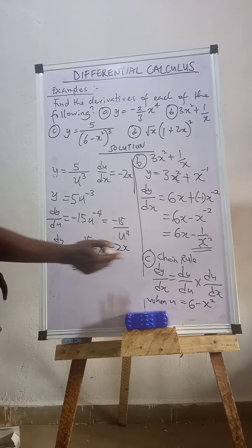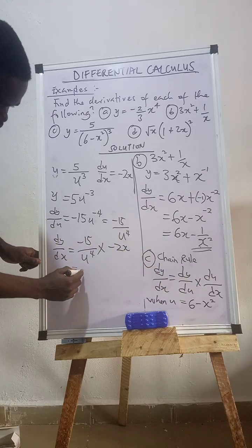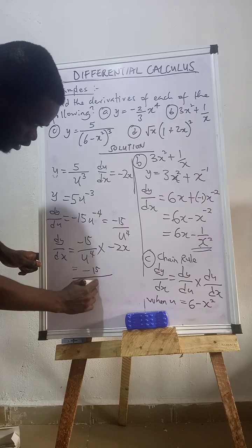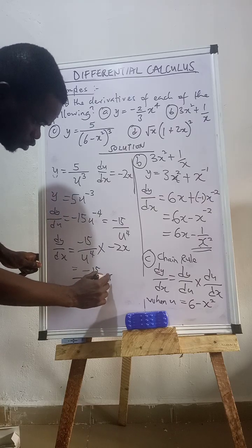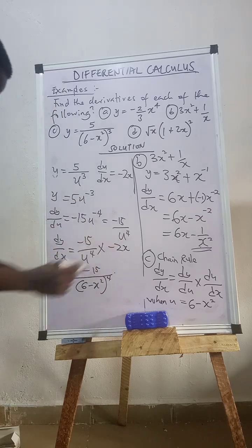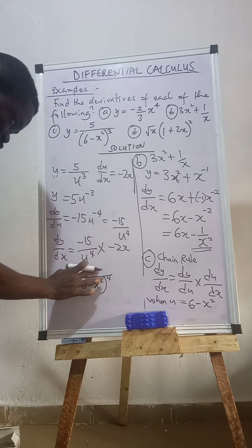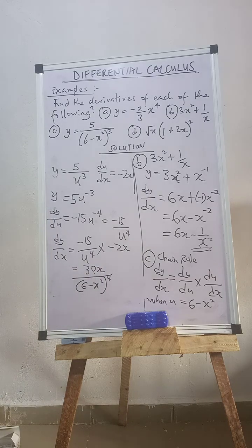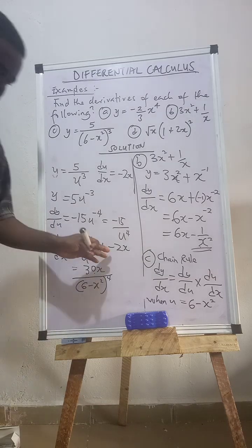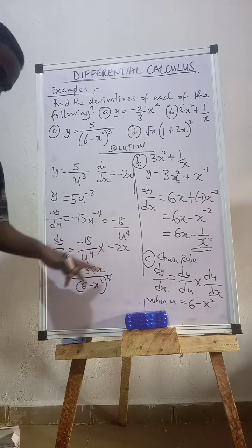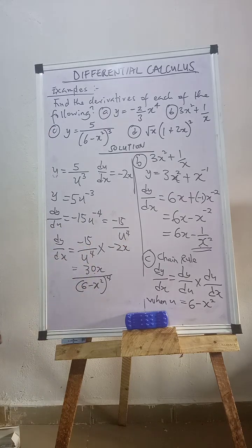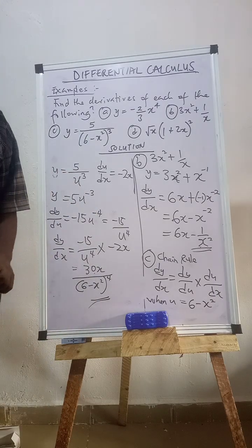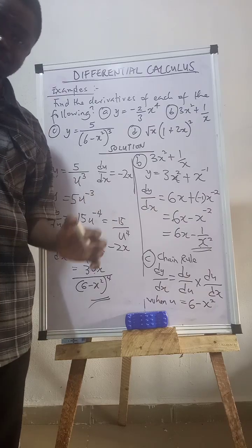Remember, we are replacing u as 6 minus x squared. So the final answer is minus 15 all over 6 minus x squared raised to the power 4, times minus 2x. So minus times minus gives plus, 15 times 2 is 30, x times 1 is x. Let's save ourselves the stress. So this is our final answer: 30x over (6 minus x squared) to the power 4. Is that okay? Are we following thus far? I think we're doing well.